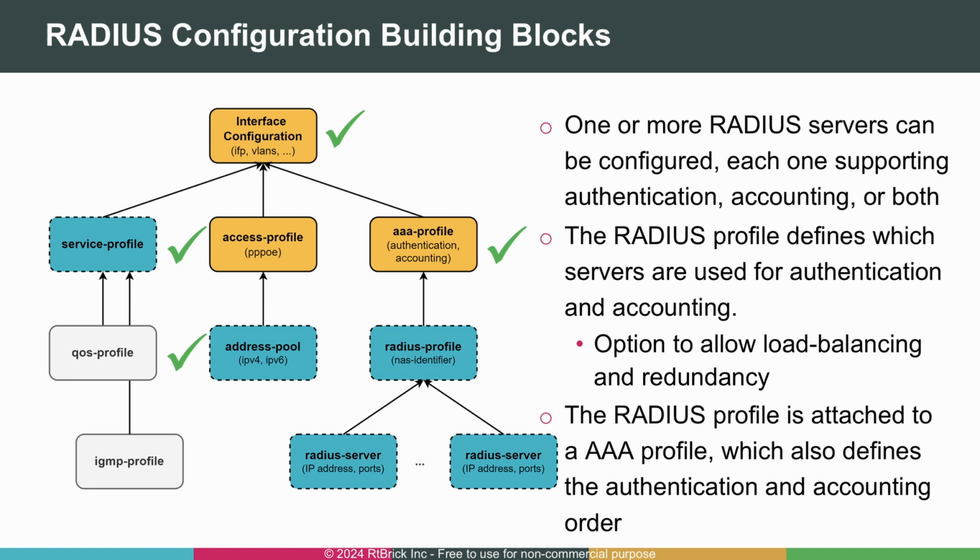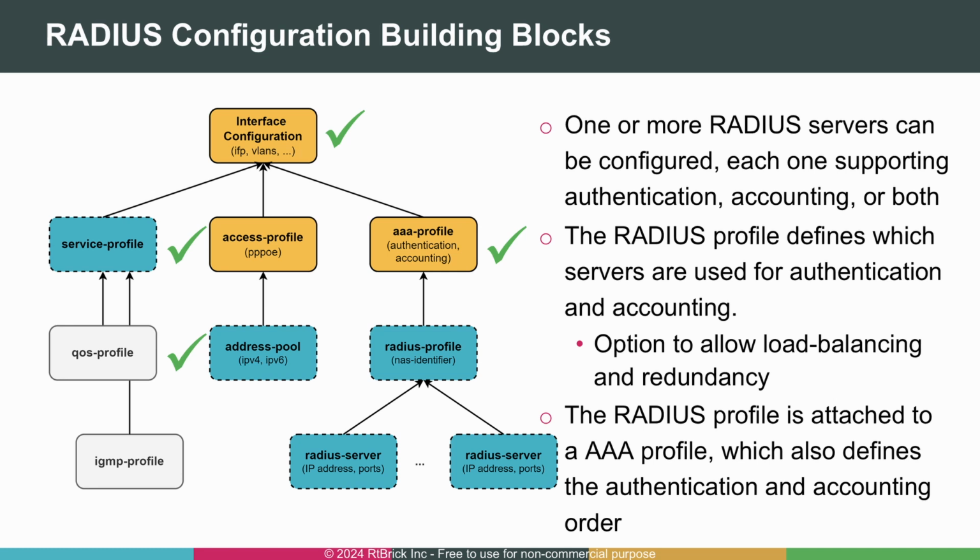The Radius server configuration includes the IP address of the server, the credentials for communication, and whether this server can be used for authentication, accounting, or both. Optionally, you can define the UDP port for authentication and accounting communication. The Radius profile defines which of the previously defined servers should be used for authentication and accounting.